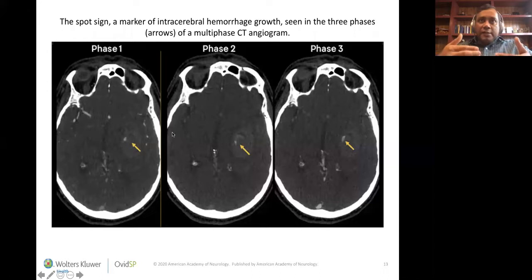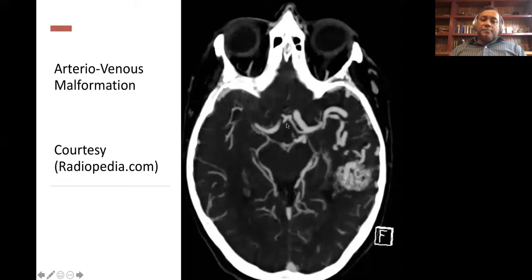The spot sign essentially means what you see. It is contrast extravasation. And so if there is active contrast extravasation on a CT angiogram, it means there is active bleeding. And if there is active bleeding, you can tell that this patient is likely to grow his or her bleed, and therefore potentially worsen in the next few hours. That is the implication of the spot sign on a CT angiogram. And obviously, if you have a hemorrhage, you could also potentially see neurovascular malformations, aneurysms, dural AVF. All of these can be easily picked up on a CT angiogram.